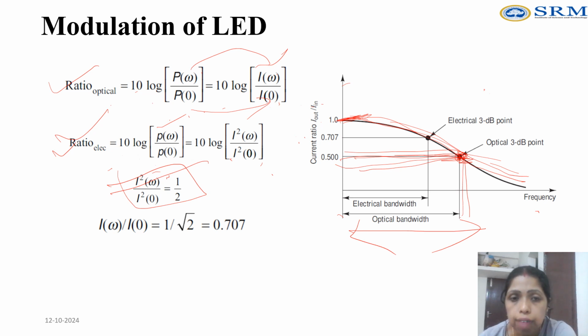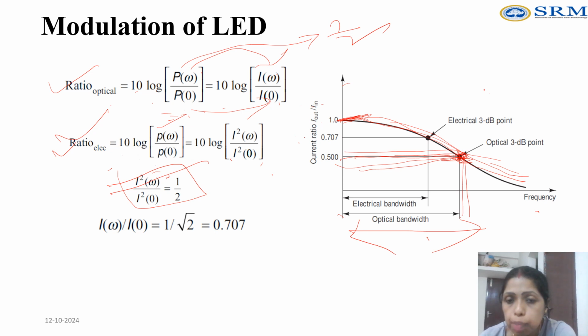Okay, this is the half. This is half. That means this and this both are the same. Okay, the ratio is the half. What the definition is, how can you define the electrical optical bandwidth, where the power is reduced to 3 dB of the initial power.